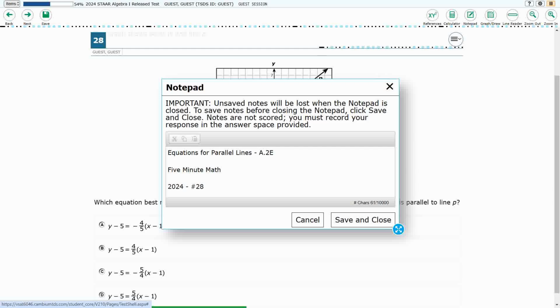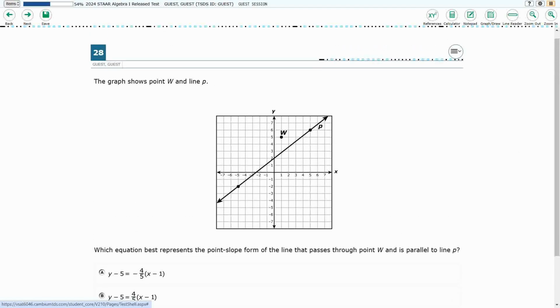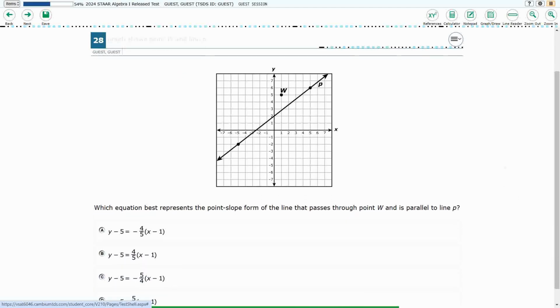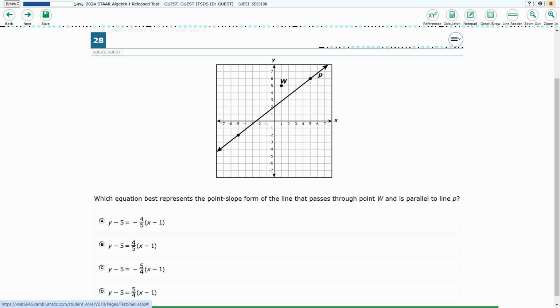Today we are looking at the Algebra 1 concept of equations for parallel lines. This is standard A.2E in the great state of Texas, and we are using item number 28 of the 2024 released STAAR test. If you haven't done so already, please take a moment to pause the video, work this problem out on your own, unpause it, and we will look at our answers together.